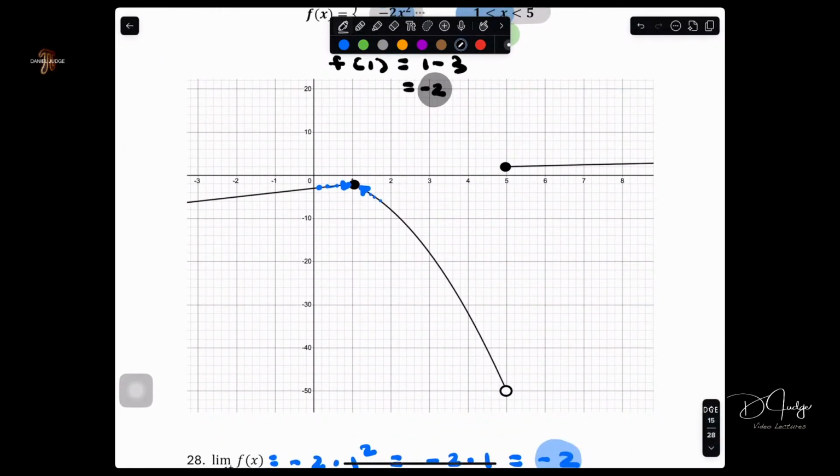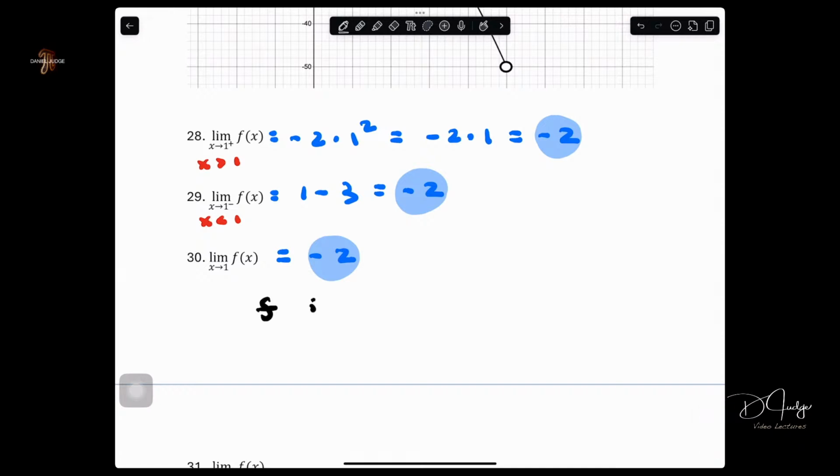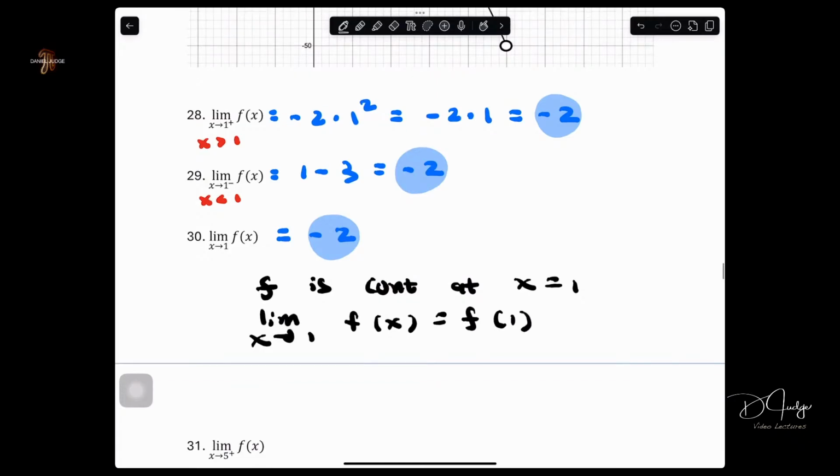At 1. So I'm just going to label it right here. Well, we can label it down here. f is continuous at x equals 1 because the limit as x approaches 1 of the function is the same as the value of the function at 1. In both cases, this is negative 2 equals negative 2.